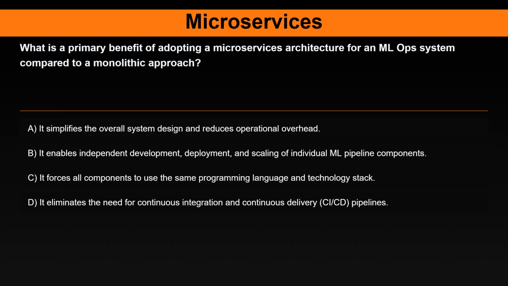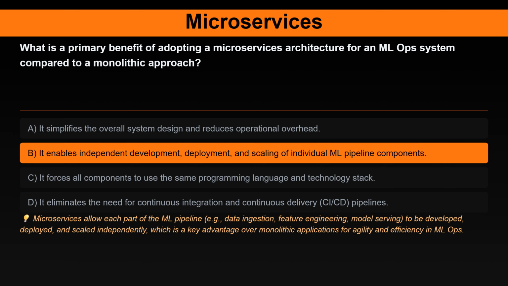Option C. It forces all components to use the same programming language and technology stack. Option D. It eliminates the need for continuous integration and continuous delivery, CI/CD pipelines. The correct answer is, it enables independent development, deployment, and scaling of individual ML pipeline components.